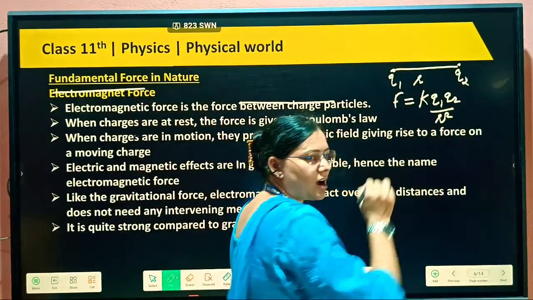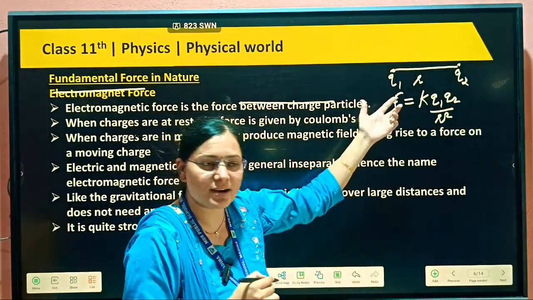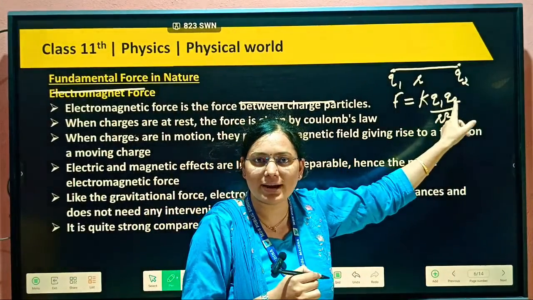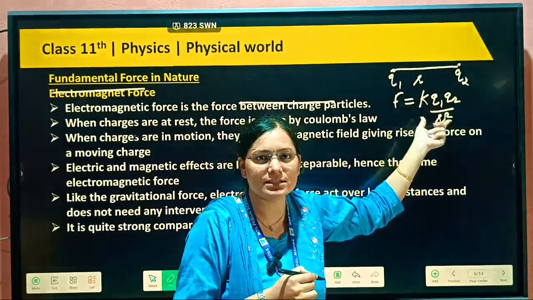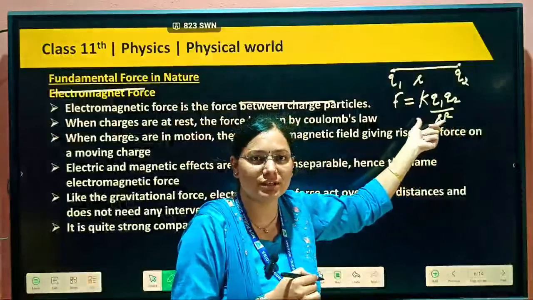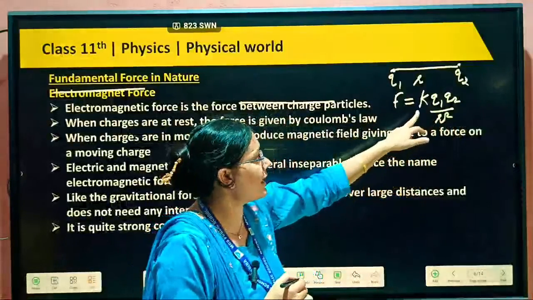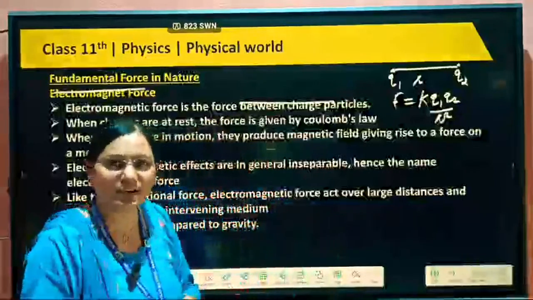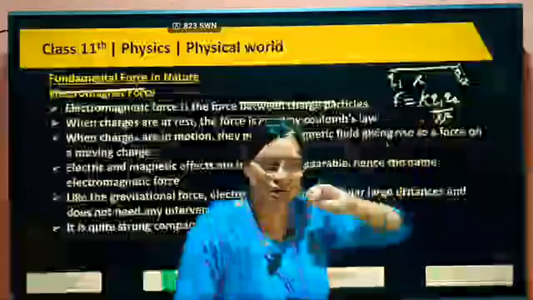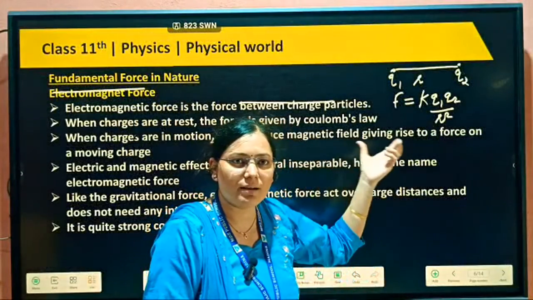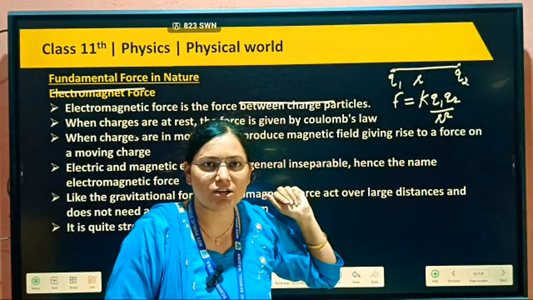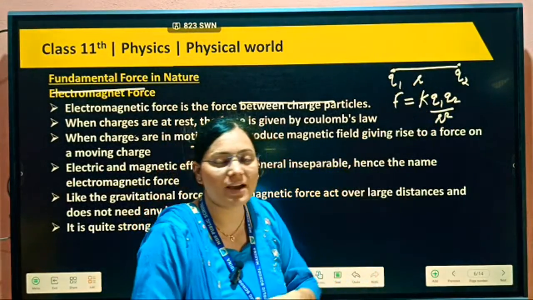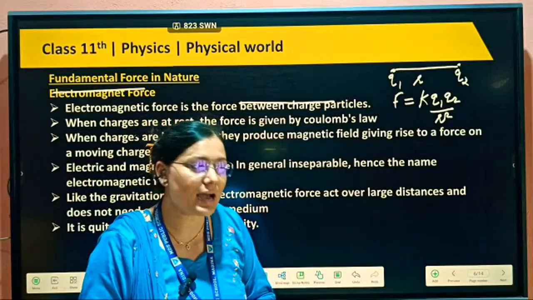k q1 q2 by r square. That is similar to our gravitational force. There are two masses, here the charged particles. This force will be proportional to the product of the charges and inversely proportional to the square of the distance between them. Here, as you see the proportional sign, we take one constant, and that constant is k only. Here k will be equal to 1 by 4 pi epsilon naught, the electrostatic constant. So F equals k q1 q2 by r square.